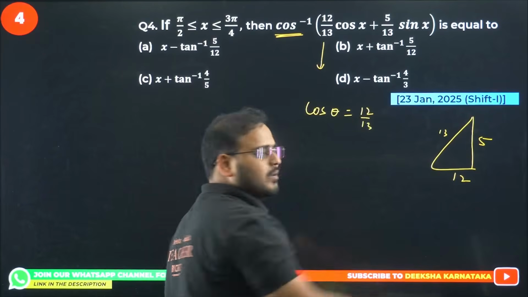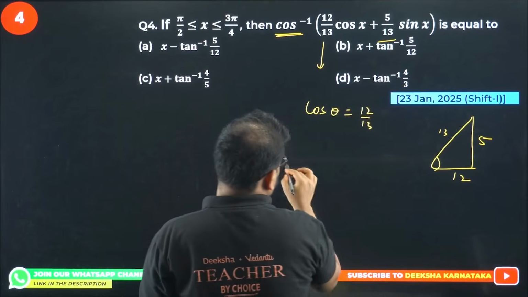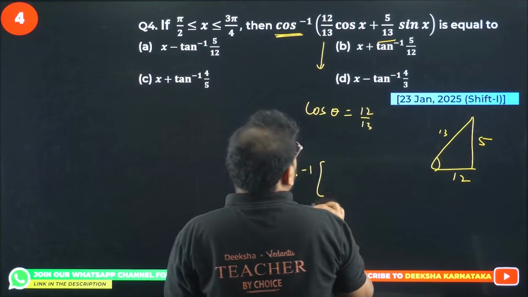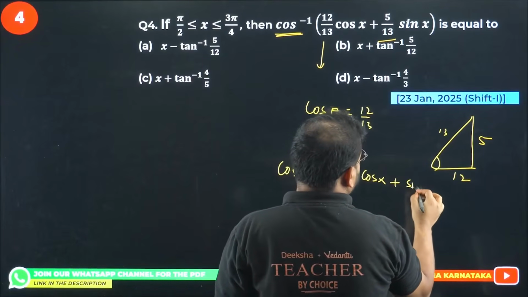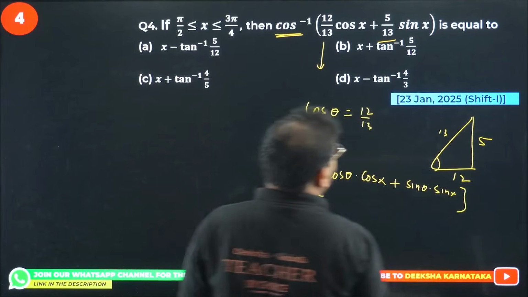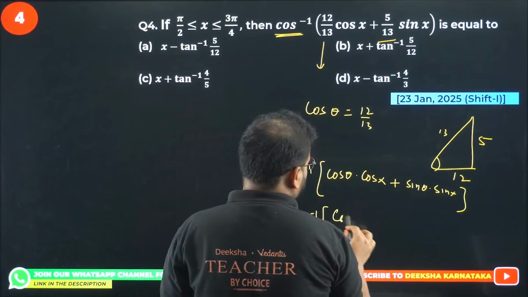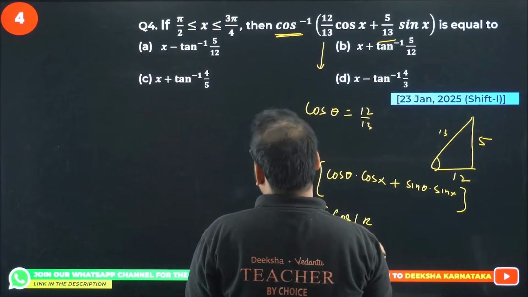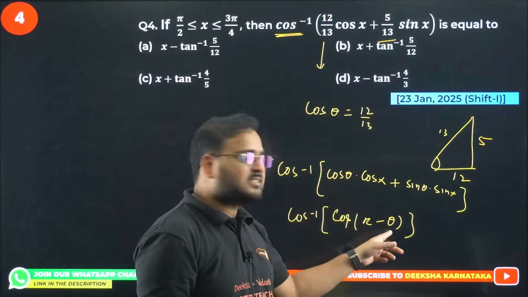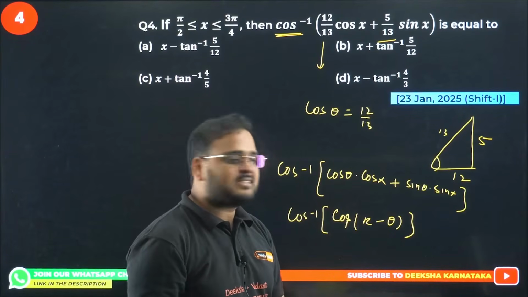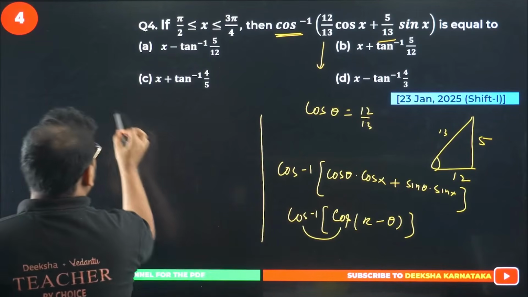This is a Pythagorean triplet, 5, 12 and 13. So sin theta will become 5 by 13. The answer is cos inverse of cos theta cos x plus sin theta sin x, which is the formula for cos of x minus theta, with a plus sign. Operating cos inverse of cos, the answer will be simply x minus theta.